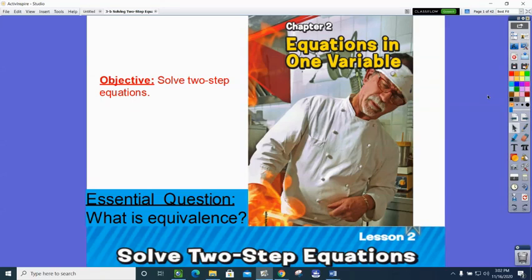We're going to start a brand new unit, and this is really an algebra unit. So if anybody was sort of like, oh, I wish I was in algebra, you're going to feel like you're in algebra right now. Today we're going to do solving two-step equations. Now I have to be honest, you have done two-step equations.